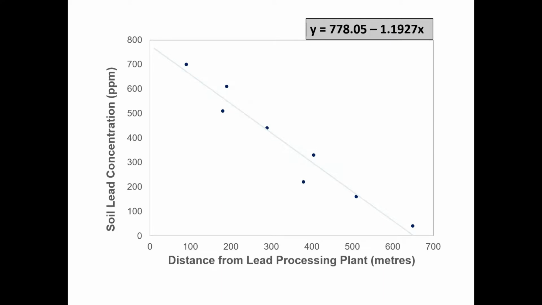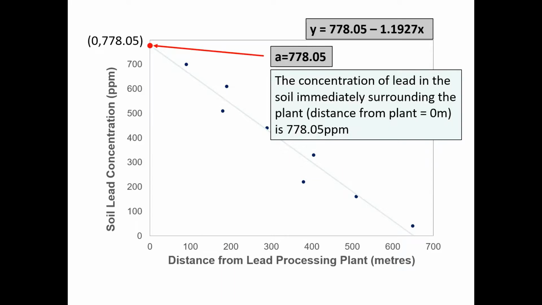Now back to our example. The equation of the best fitted line is y equals 778.05 minus 1.1927 times x. So here, the intercept is 778.05. It is the concentration of lead in the soil immediately surrounding the plant, which means the distance from the plant is 0.